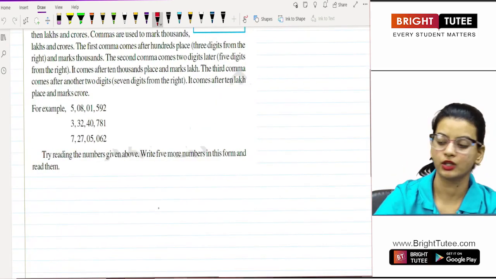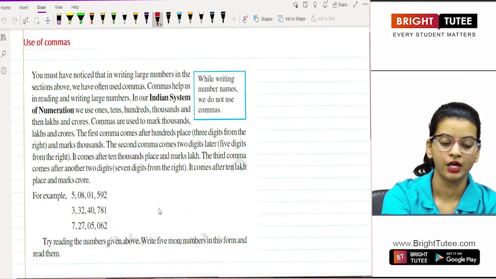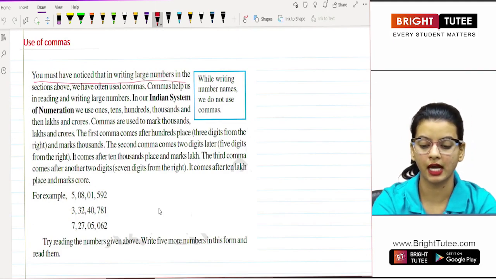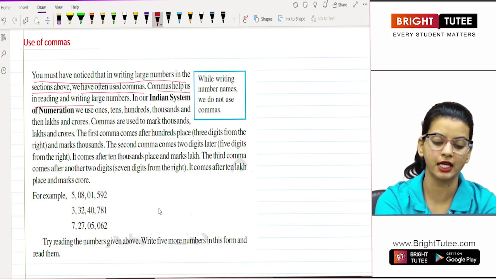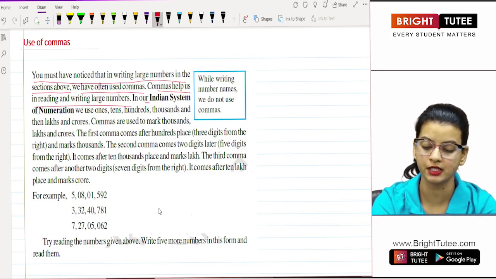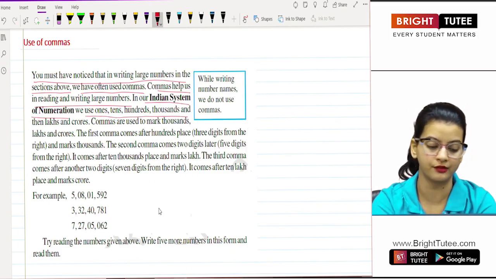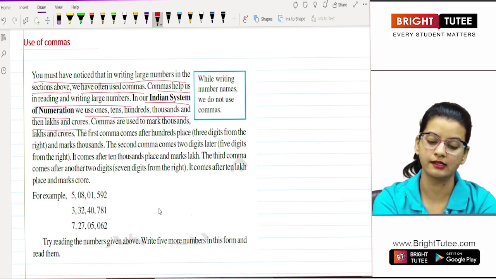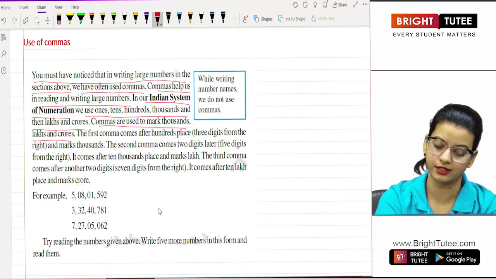Okay. You can also use commas to read and write large numbers. You must have noticed that in writing large numbers in the sections above, we have often used commas, right? Now, comma helps us in reading and writing large numbers. In our Indian system of numeration, we use ones, tens, hundreds, thousands, then lakhs and crores, okay? Now, commas are used to mark thousands, lakhs and crores.